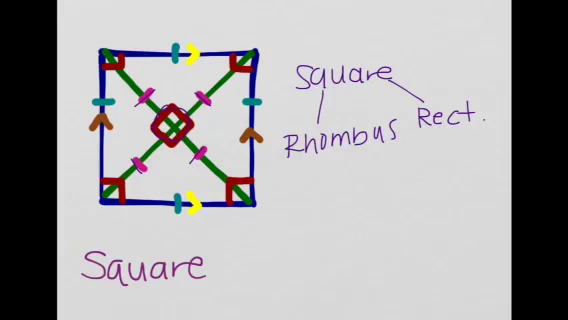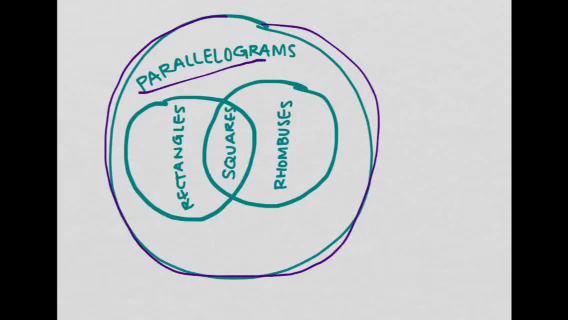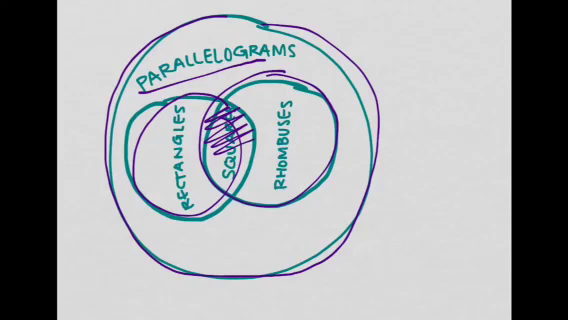Okay? And to make this really clear, I've drawn a Venn diagram. Basically, in this big circle, there's the parallelogram. Inside the circle, there's rectangles, and there's rhombuses. The intersection between these two, the intersection between the rectangles and the rhombuses, are the squares.